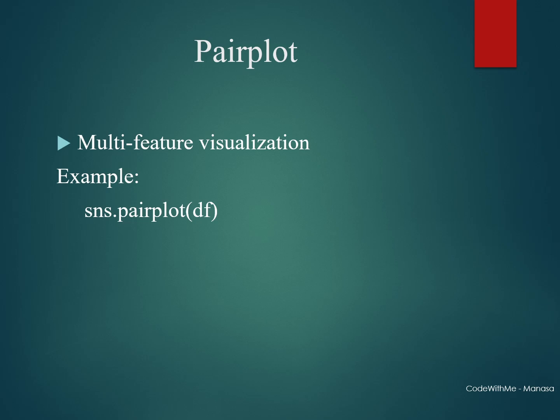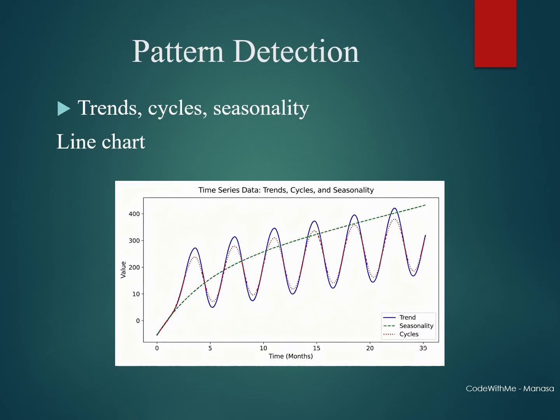And next, pattern detection, how patterns are detected in data science. EDA is also used to detect patterns such as trends, cycles, seasonality, repeating behavior. For example, sales may increase every December, temperature rises every summer. So pattern detection helps businesses make predictions and decisions for the future.